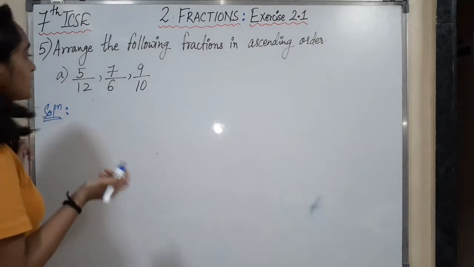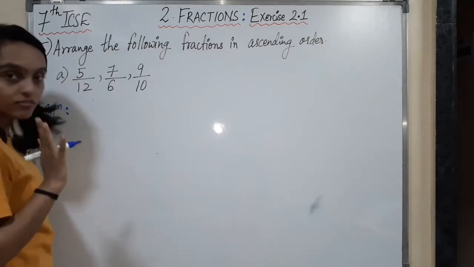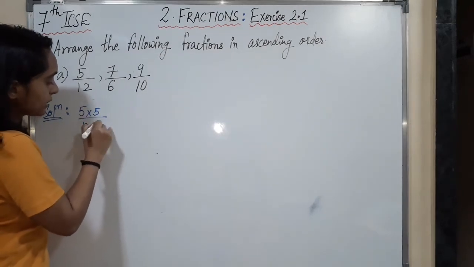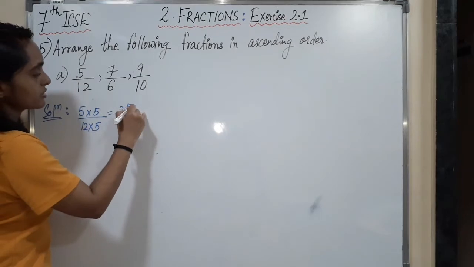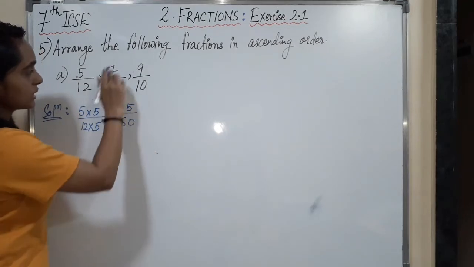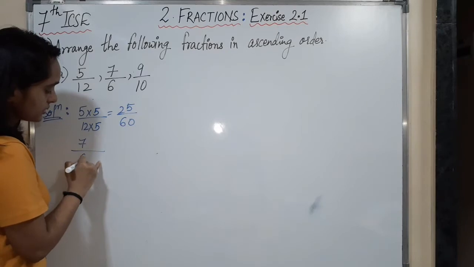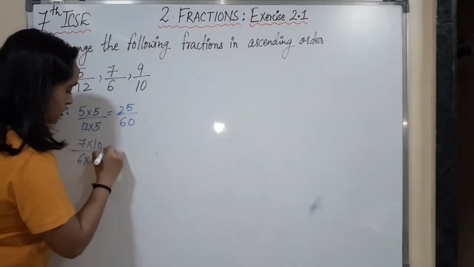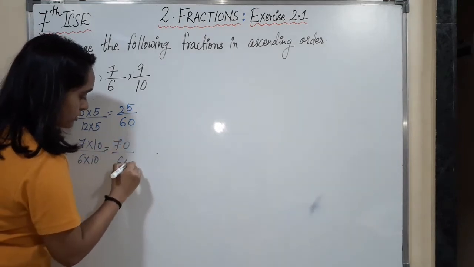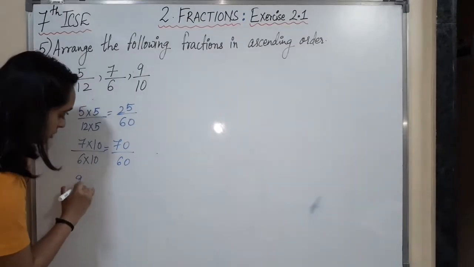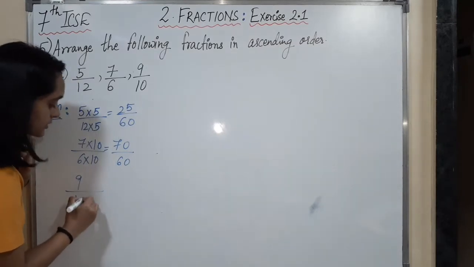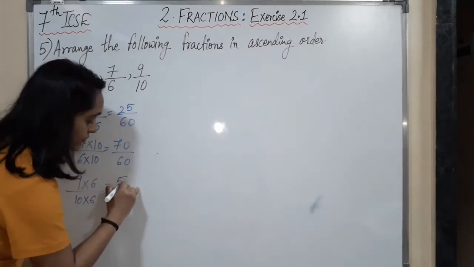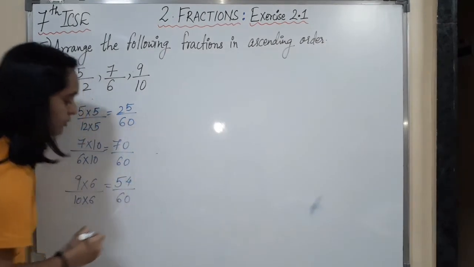12 5s is 60, so we'll multiply this fraction by 5. 5 multiplied by 5 in the numerator and 12 multiplied by 5. You will get 5 5s are 25 upon 60. Now for 7 upon 6, we will multiply it by 10. So 70 upon 60. Now the third fraction 9 upon 10. To get 60, we will multiply it by 6. So 9 6s is 54 upon 60.